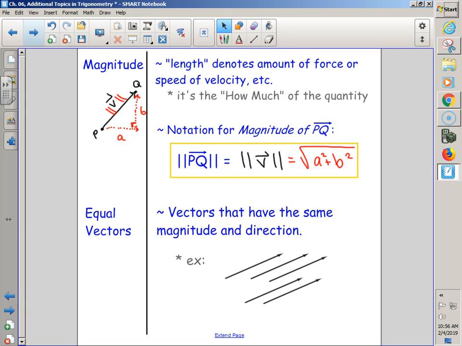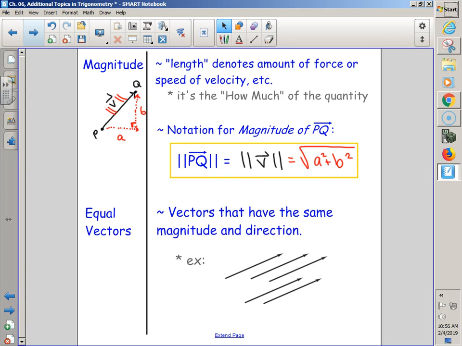And when I do vector diagrams, if I need to show the combined effect or the progression of one vector to another, I'm going to have to move it. This is what makes it legal. You're allowed to move around vectors as long as they stay equal, which means same magnitude, same direction.